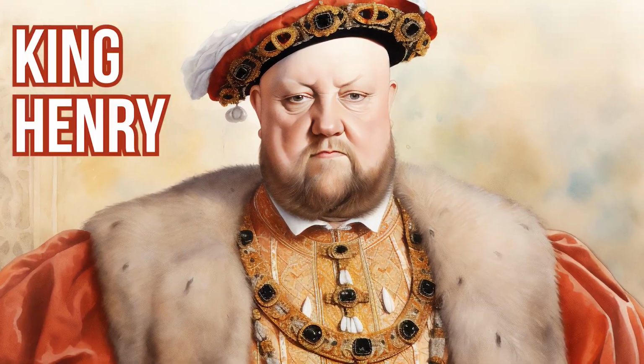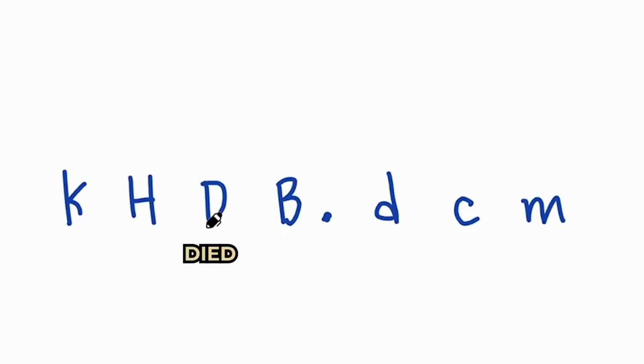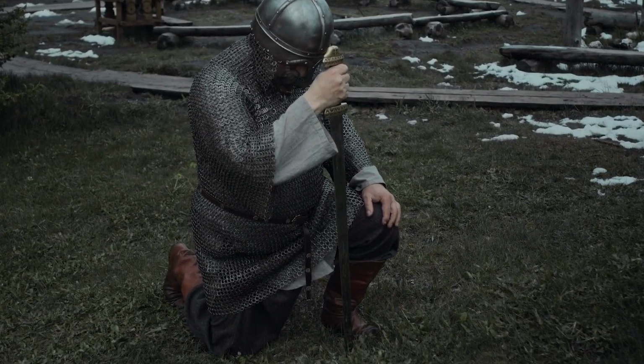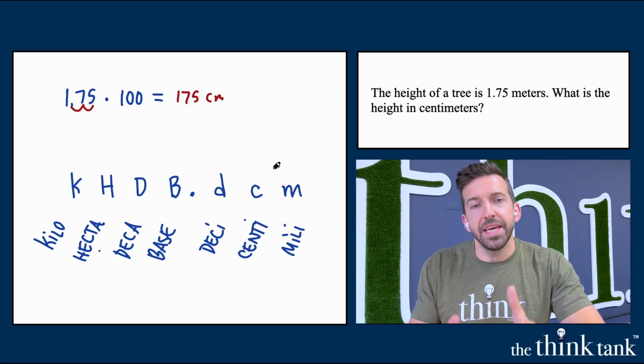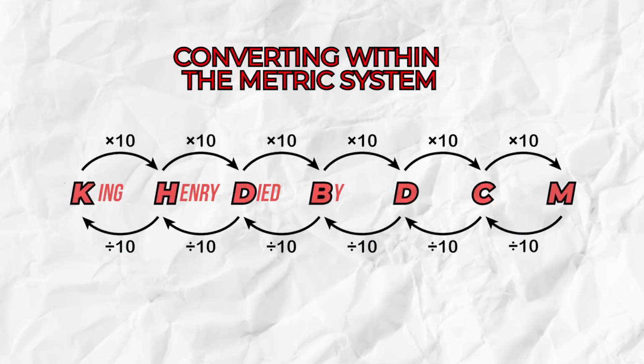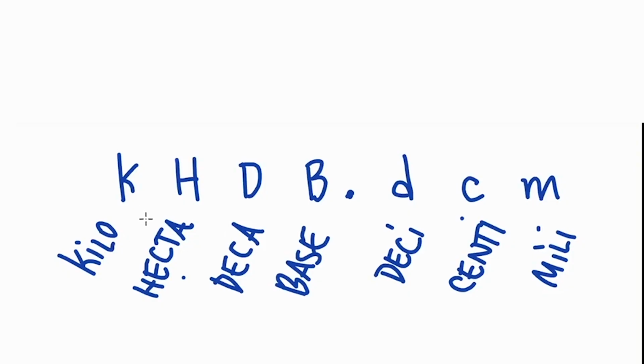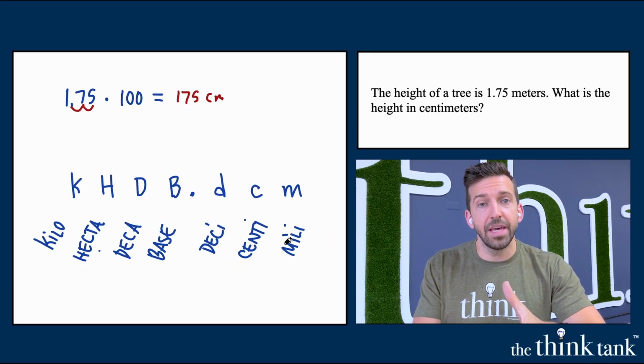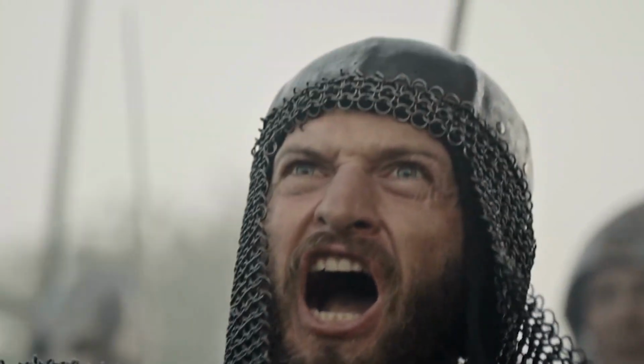The other way we can do this is we can remember about King Henry. What do I mean? Remember, King Henry died by drinking chocolate milk. This is a really dumb way, but it kind of sticks for some reason. It's a really dumb way that sticks to remember all the metric prefixes and therefore to remember how to convert. King Henry died by drinking chocolate milk. That stands for kilo, hecta, deca, base, deci, centi, and milli. And so if I want to convert metric, I can use this chart to convert within the metric system.